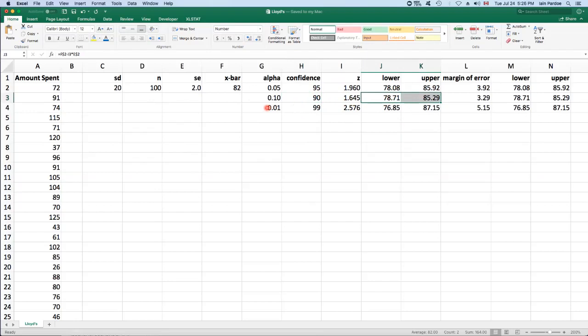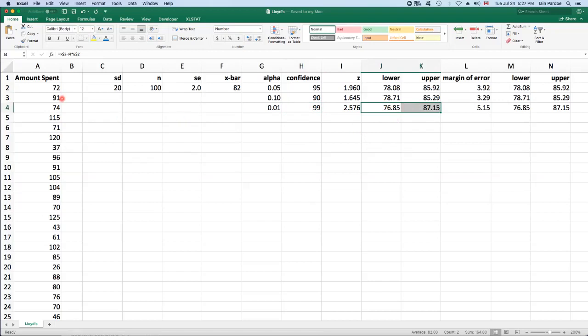Conversely, if we went with a smaller alpha, increased our confidence, say to 99%, our z critical value goes up, and we're going to have a wider interval. If we want to be more confident about where the population mean is, we're going to have to widen our interval to reflect that increased level of confidence.